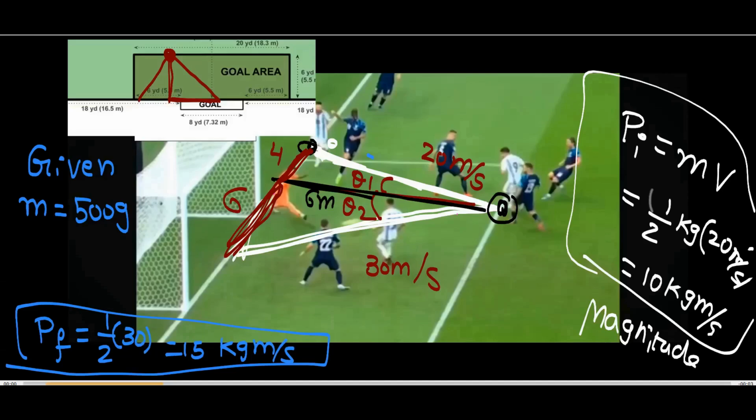The pass is given with 10 kg meter per second momentum and it is being shot with 15 kg meter per second momentum. Just because of that, you can't say the change in momentum is 5 kg meter per second. That will be wrong. You have to do vector subtraction. Clear or not, ma? Let's do that.